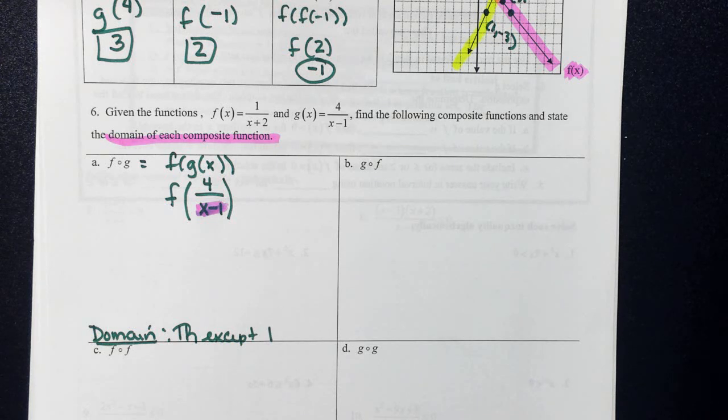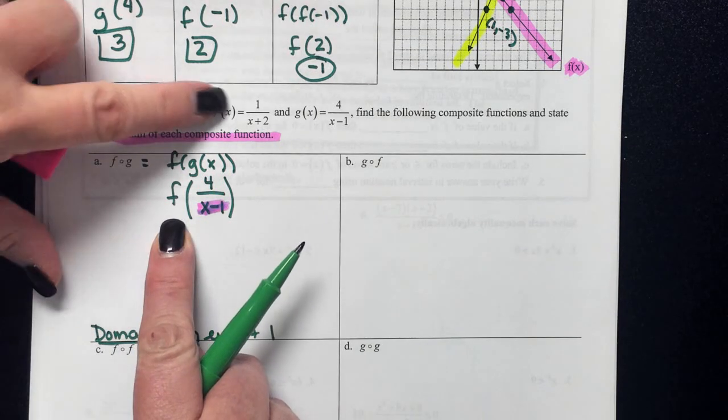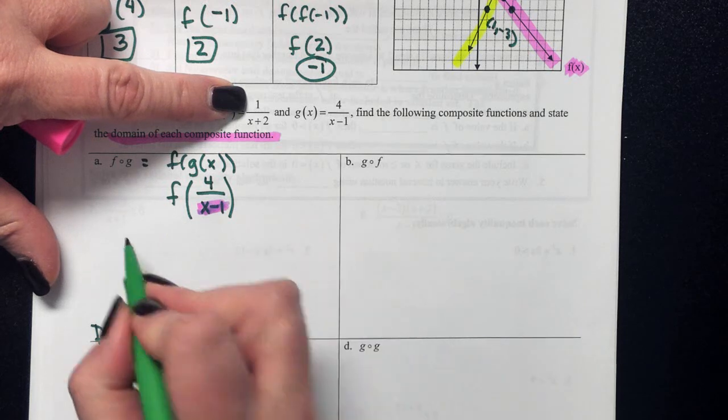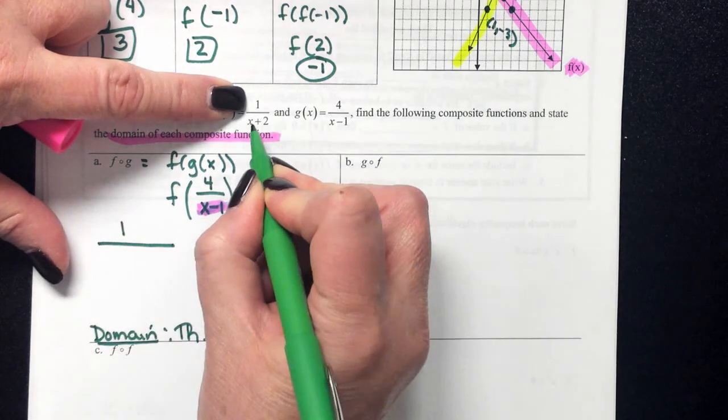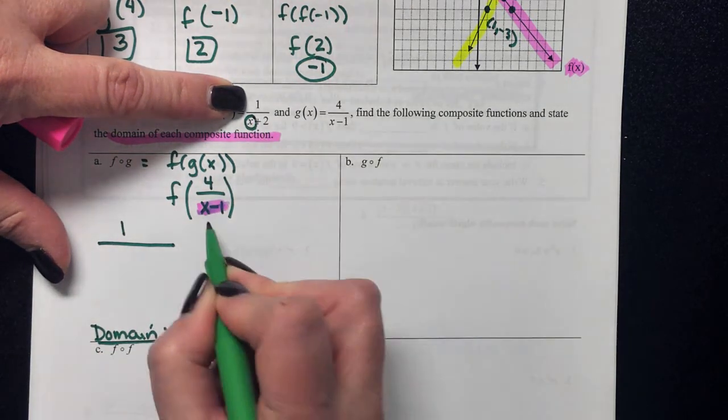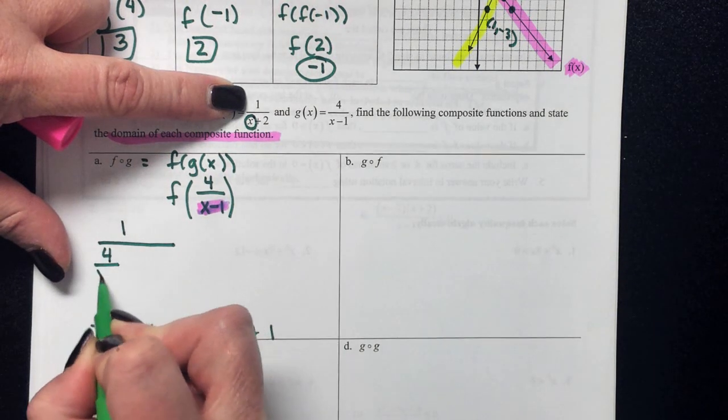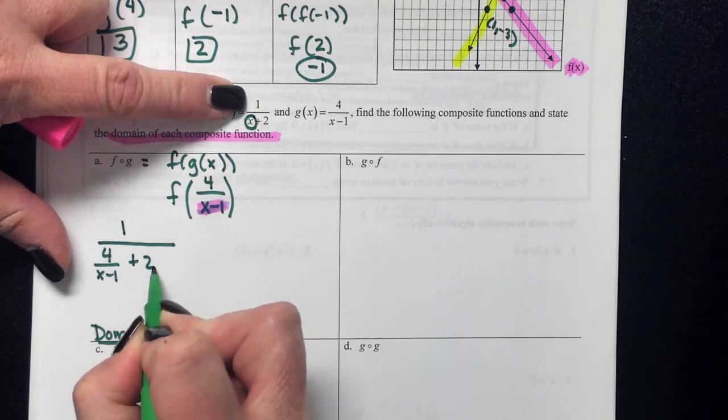So now I'm ready to take 4 over x minus 1, plug it into function f. So again, in function f, I have 1 over x plus 2. Remember, I'm taking out the x, and I'm going to replace it with 4 over x minus 1 plus 2.